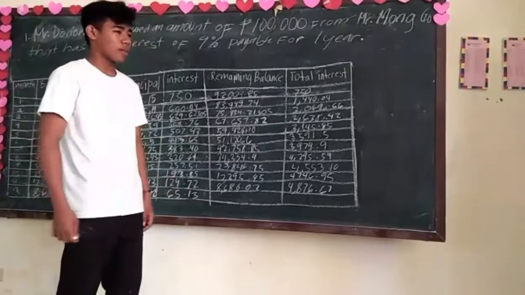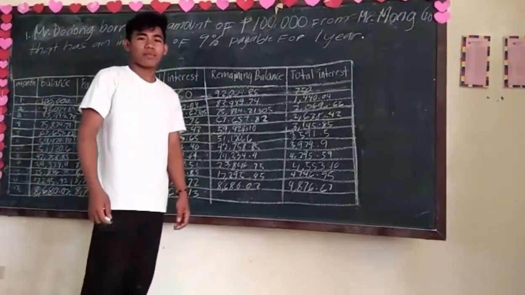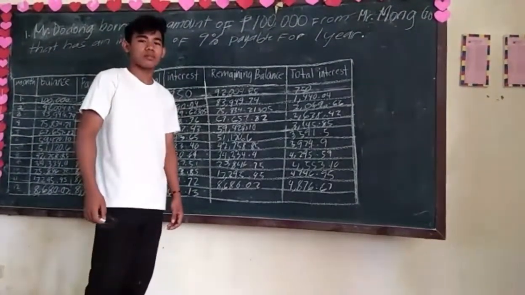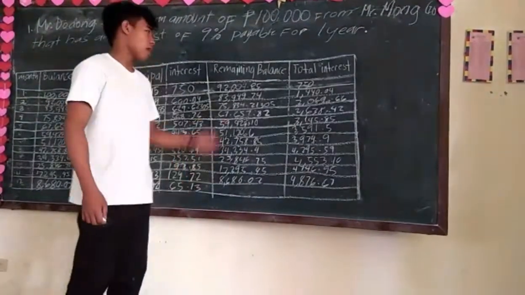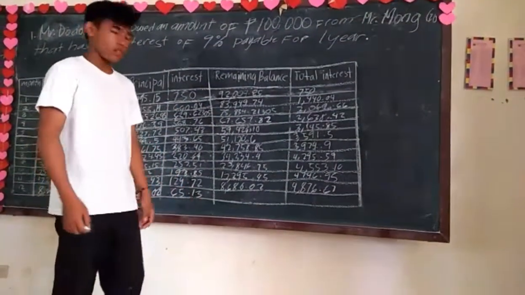After paying an amount of 8,745 pesos and 15 centavos consecutively for 12 months, the remaining balance of Mr. Dodong will be 0.